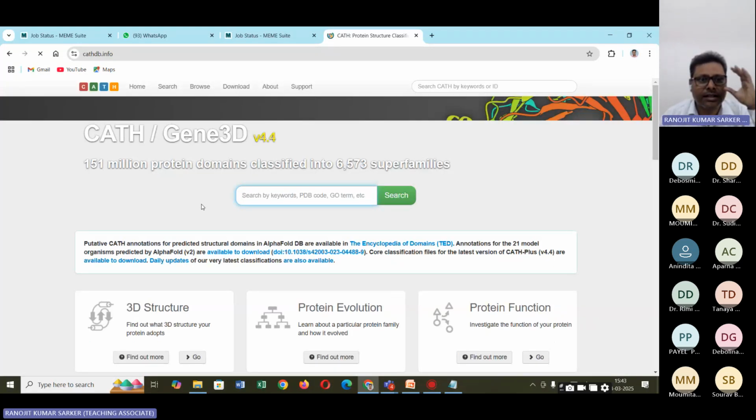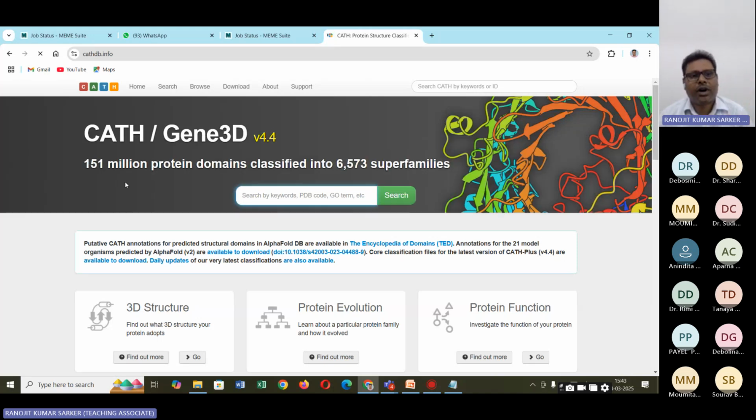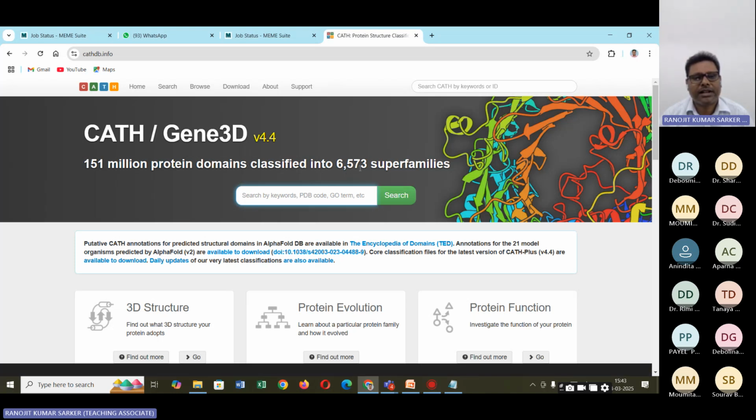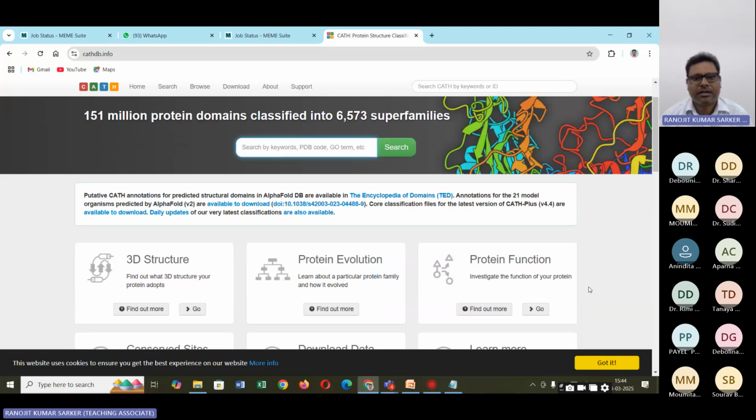See, this is the CATH database. You can see that 151 million protein domains are classified into only 6,573 superfamilies, right? So these are the latest version of protein families.